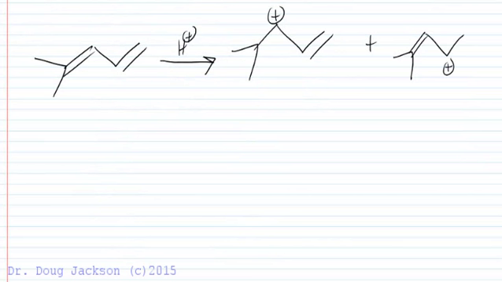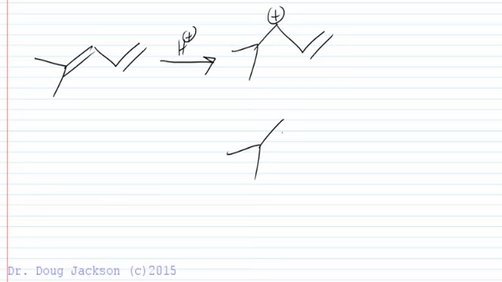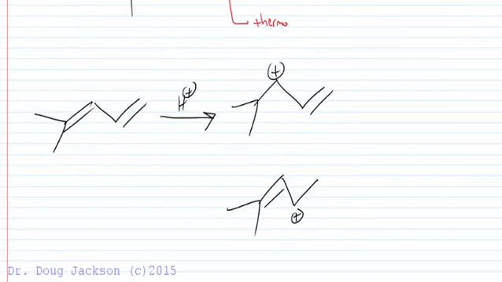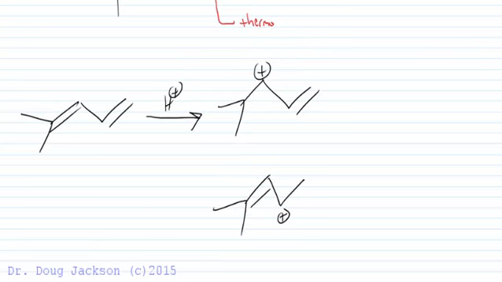And so it remains to be seen, and let's actually draw these two on different lines here. It remains to be seen which of these is the more stable cation, because we know that the kinetic product has to originate from the more stable of these two cations. So let's see which one's more stable.